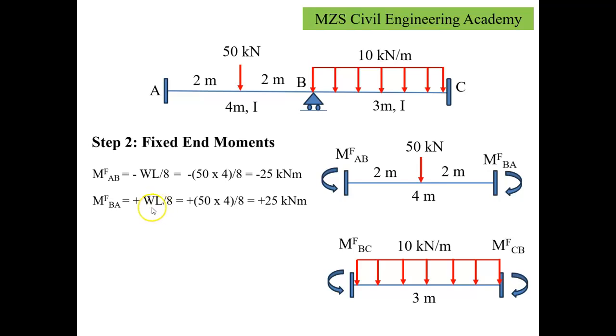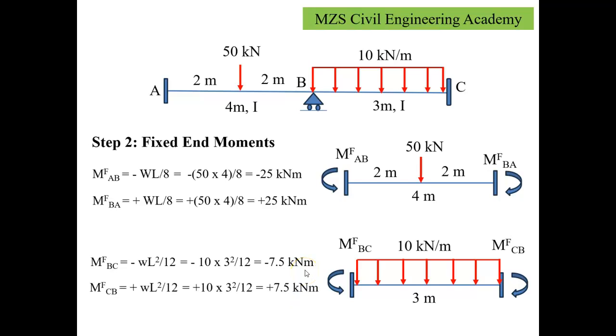MFBA equals plus WL by 8. Substituting the values of load, 50 into 4 divided by 8, it results in 25 kilonewton meter. The second case is a fixed beam subjected to a UDL. In this case, we can get the moment at the ends by the relation MFBC equals minus WL square by 12, that is minus 10 into 3 square divided by 12, resulting in minus 7.5 kilonewton meter. Now at end C, we get a moment by the relation plus WL square by 12, which results in a value of plus 7.5 kilonewton meter.